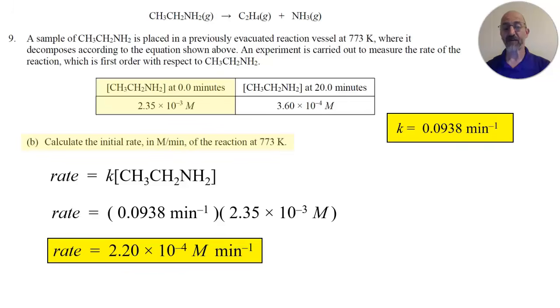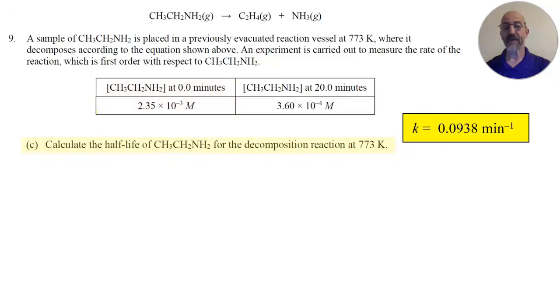Now, we haven't done half-life until now. This is going to be part C of question 9. It says calculate the half-life for the decomposition reaction at 773 Kelvin. So how do we get the half-life?